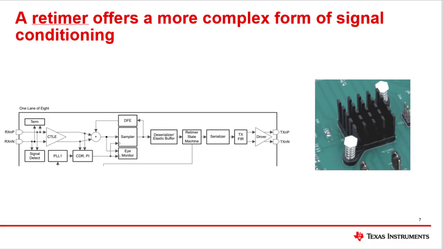Retimers are more complex and have more signal conditioning tools than redrivers. The ability to set EQ indices with the CTLE block is there, but new signal conditioning features include a clock and data recovery block, a decision feedback equalization block, buffers, serial deserializers, and other digital systems. The additional forms of signal conditioning compensate for losses that the redriver cannot compensate for.